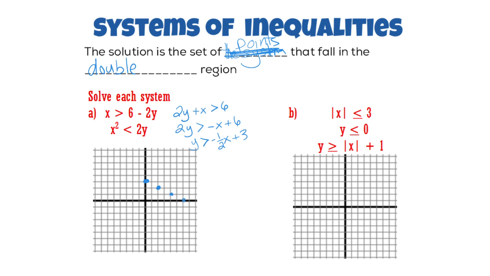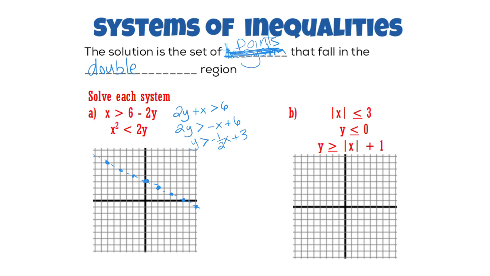Now, when I do this, I have to consider if I feel like this should be solid or dashed. It is not an or equal to, so this is going to be dashed. So I'm going to keep that going a little bit, get some points in there, dash this, and then I'm going to do my test point.